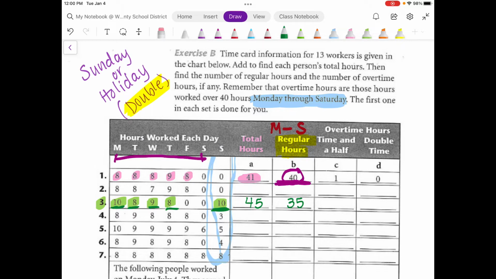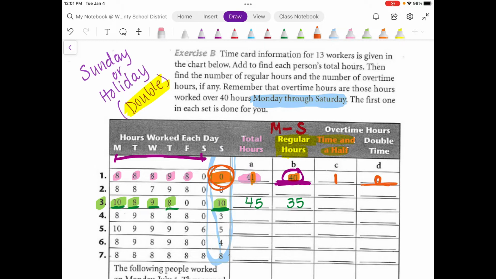Going on to the next column. The next column is any time and a half. So time and a half is going to be anything over the 40 hours that happened between, again, Monday through Saturday. So in this case, 40, right? And then I have 41 total. Nothing is happening on that Sunday, so I don't have to worry about double time. Therefore, I only had that one time and a half overtime. It's not double. And then 0 because there was nothing happening on that Sunday that affected any double time.